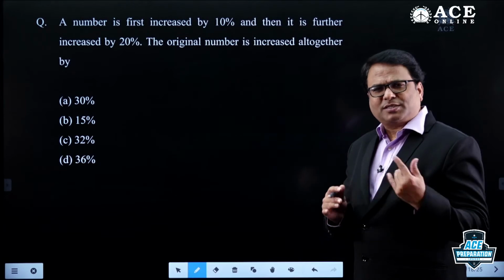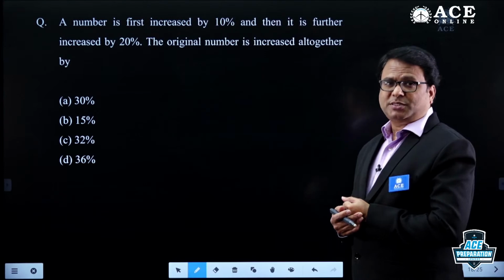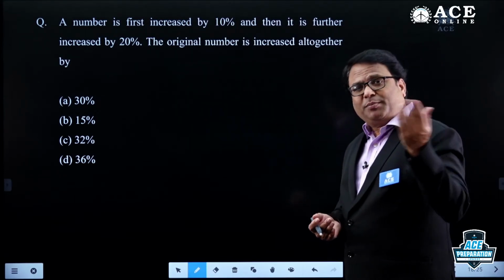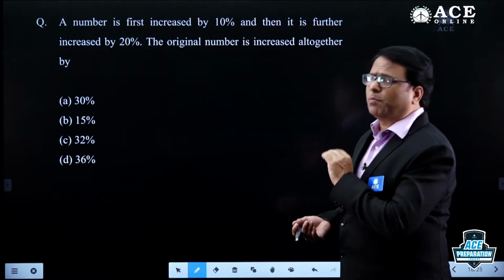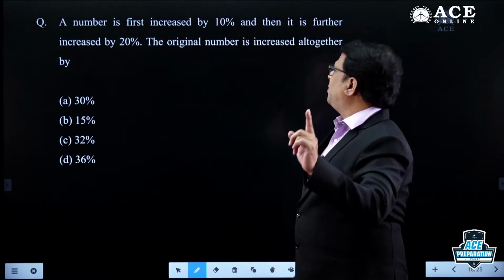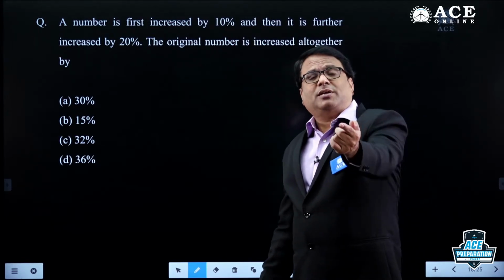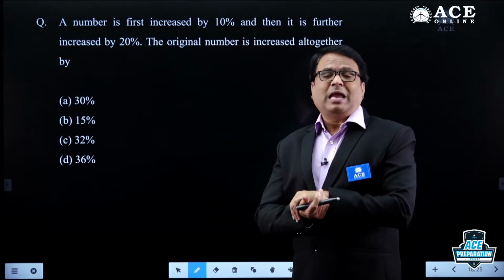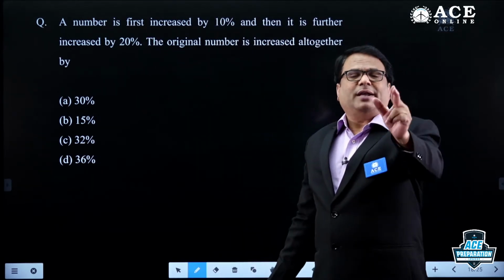This is also successive increase. A number is first increased by 10% and then it is further increased by 20%. Then the original number is increased altogether by, so what is the total increase percentage? First it is increased by 10% and later on it is further increased by 20%. So what is the total percentage increase? That is the question. And if your answer is 10% plus 20%, 30%, then it is wrong.